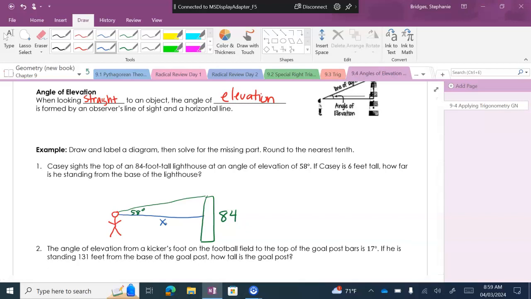Now, before we can actually set this up, we need to think about something. The entire lighthouse, the total lighthouse is 84 feet, correct? And Casey is how many feet? 6. So how many should I take off of that lighthouse to make it right? 6. Okay, so what we're going to do is focus on this triangle right here, and I'm going to come over and draw it to the side.